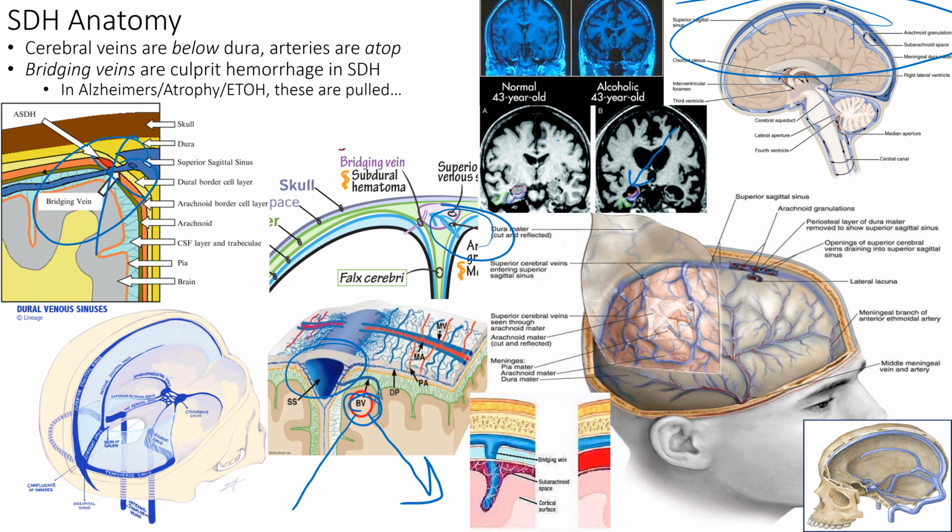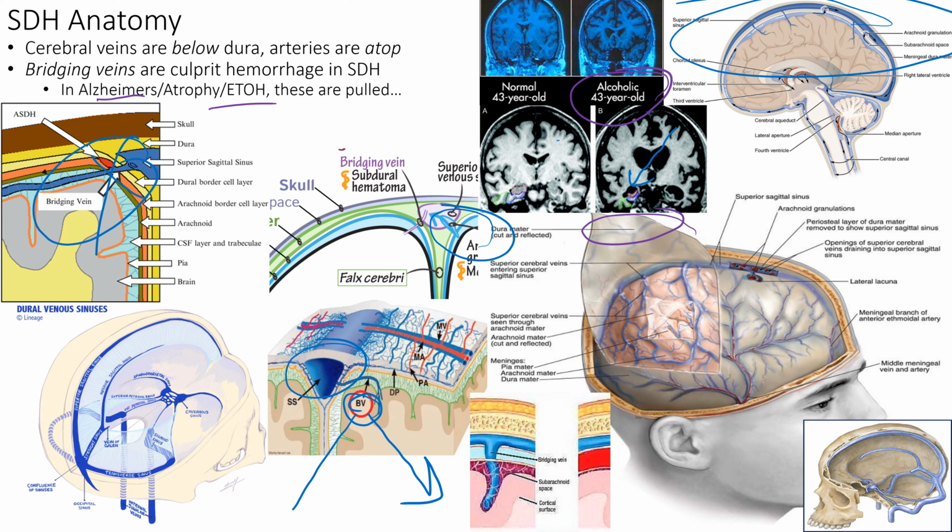If you notice, an Alzheimer's brain looks exactly the same as an alcoholic brain at 43 years old, which is interesting as well. So alcoholics are at high risk for subdural hematoma as well, especially, are they the best walkers? No, their gait is impaired as well. Okay, so Alzheimer's, atrophy, ETOH, these start getting pulled, right, with the atrophy, and these are upon the dura or below the dura.